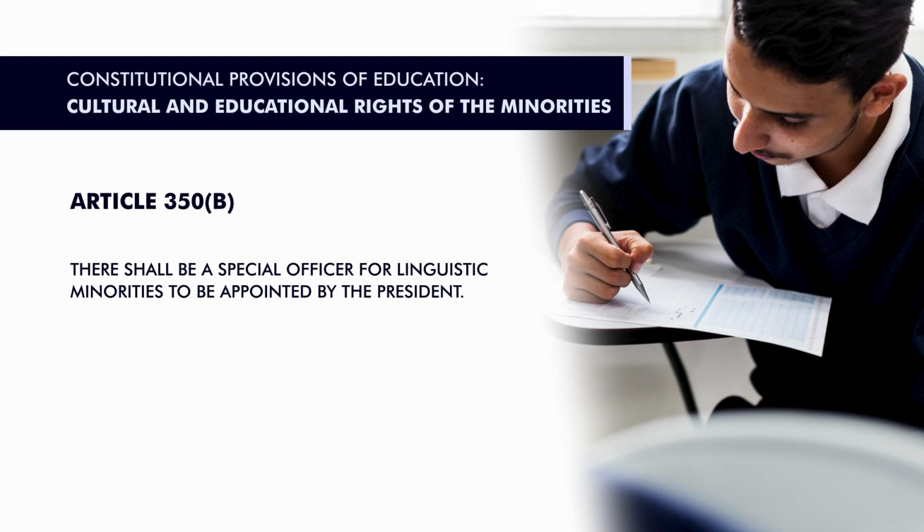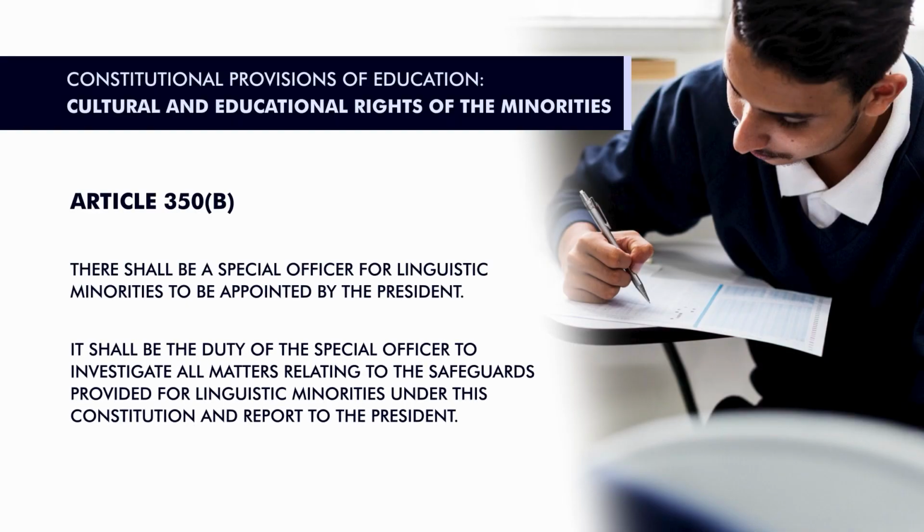It says that there shall be a special officer for linguistic minorities to be appointed by the president. Here the special officer for linguistic minorities will analyze and observe whether the minority groups are getting proper education or not, or getting education in their language or not. And it shall be the duty of the special officer to investigate all matters relating to the safeguards provided for linguistic minorities under this constitution and report to the president.